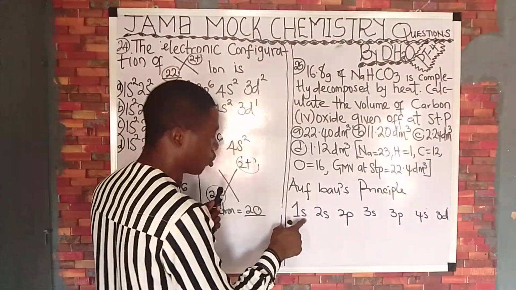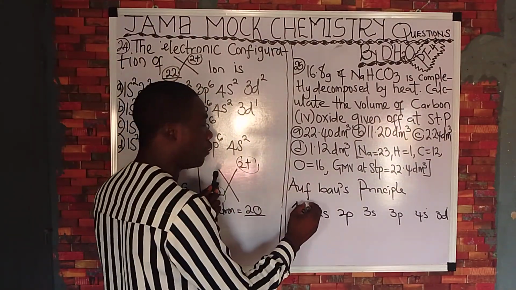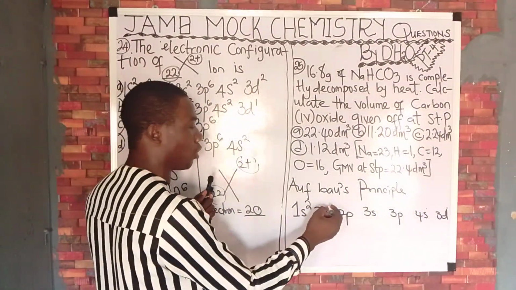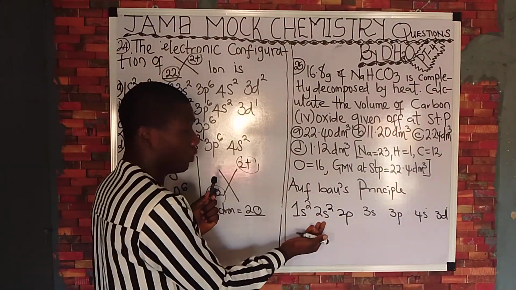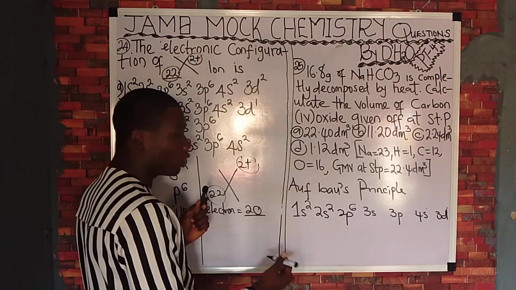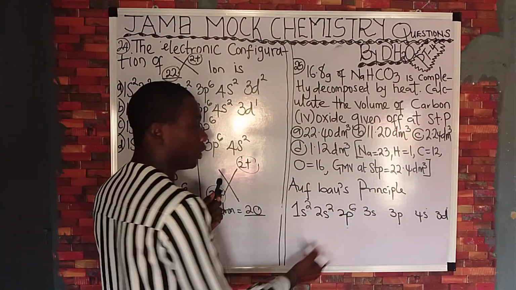Remember that this is 1s, so it can take a maximum of 2 electrons. When that is done, you transfer the other electron to 2s. You can't put more than 2 in s. Okay, p will take a maximum of 6. And if you watch very well, you have 2, 2, 6, which will give us 10.